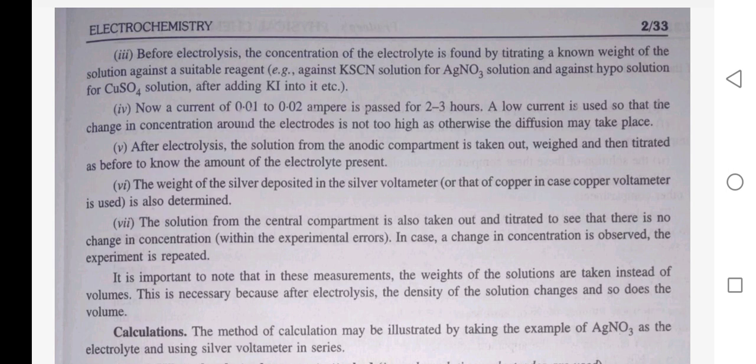The solution from the central compartment is also taken out and titrated to see that there is no change in concentration. In case a change in concentration is observed, the experiment is repeated. It is important to note that in this measurement, the weights of the solution are taken instead of volumes. This is necessary because after electrolysis, the density of the solution changes, and so does the volume.